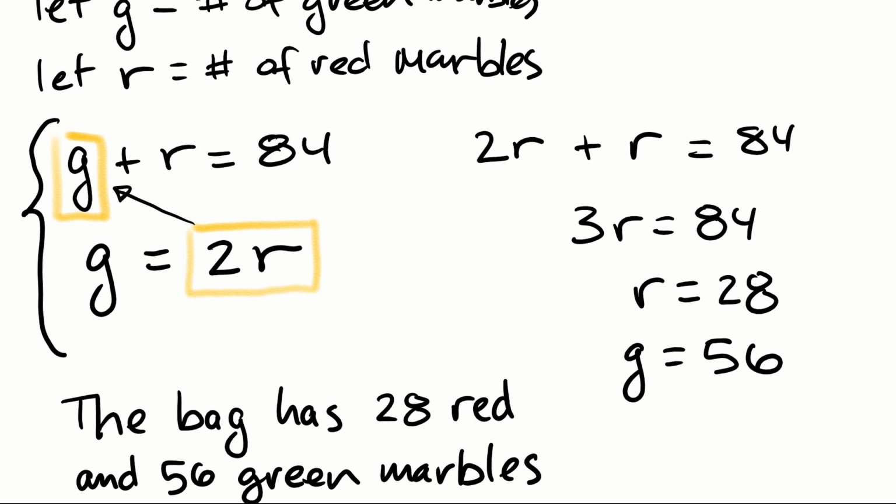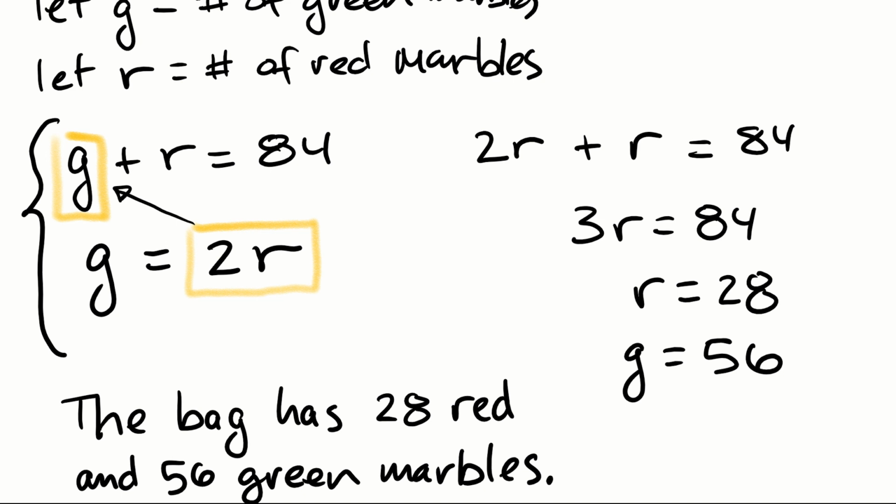So my solution is, and it's important to write these down in English. If I don't do this, remind me. But the bag has 28 red marbles, or I wrote the bag has 28 red and 56 green marbles. So this is true if two things are true, right? We have the correct solution if two things are true.